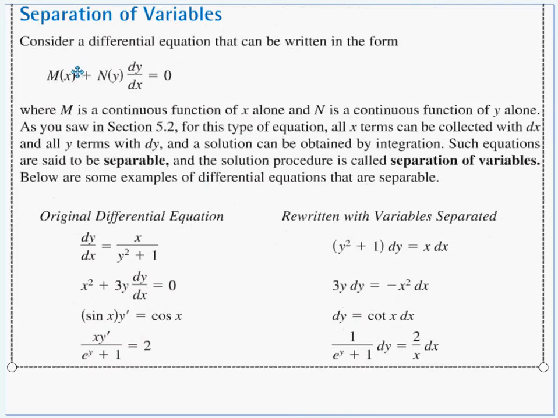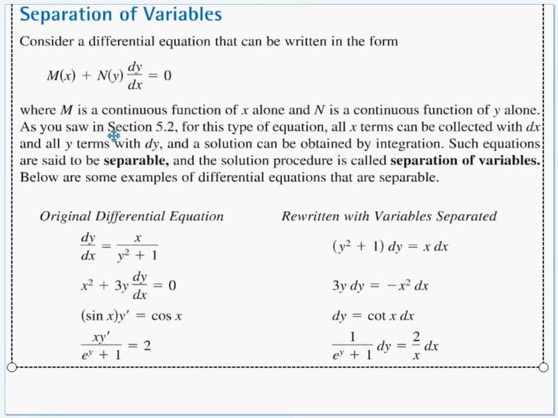And then the book says, consider a differential equation written in this form. So we've got something here with x's in it. We've got something here with y's in it. And then there's a dy dx, and it's equal to 0. Where it says M is a continuous function of x alone, N is continuous of y alone.